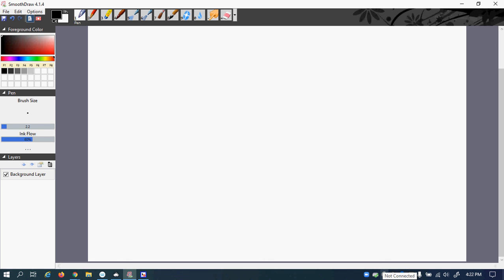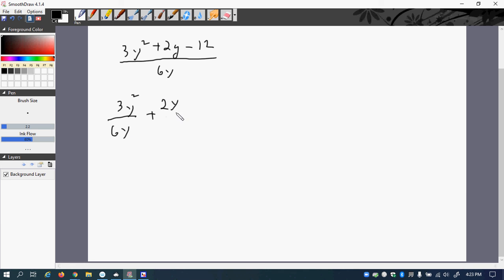Let's do another one. Let's say you have 3 terms in the numerator. Let's say it's 3y squared plus 2y minus 12, and that's all divided by 6y. Again, we separate it up into 3 fractions. So that's 3y squared divided by 6y. And then we have 2y over 6y. And then I have 12 over 6y. So basically the 6 is going to every numerator term.